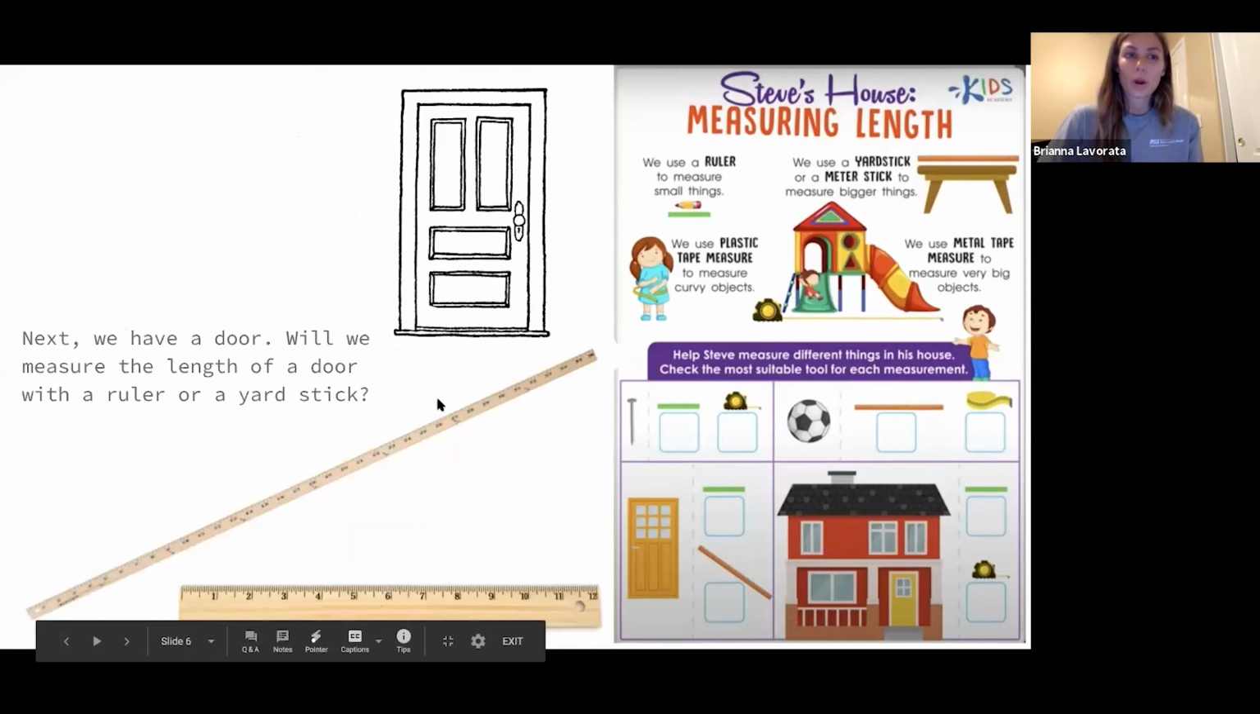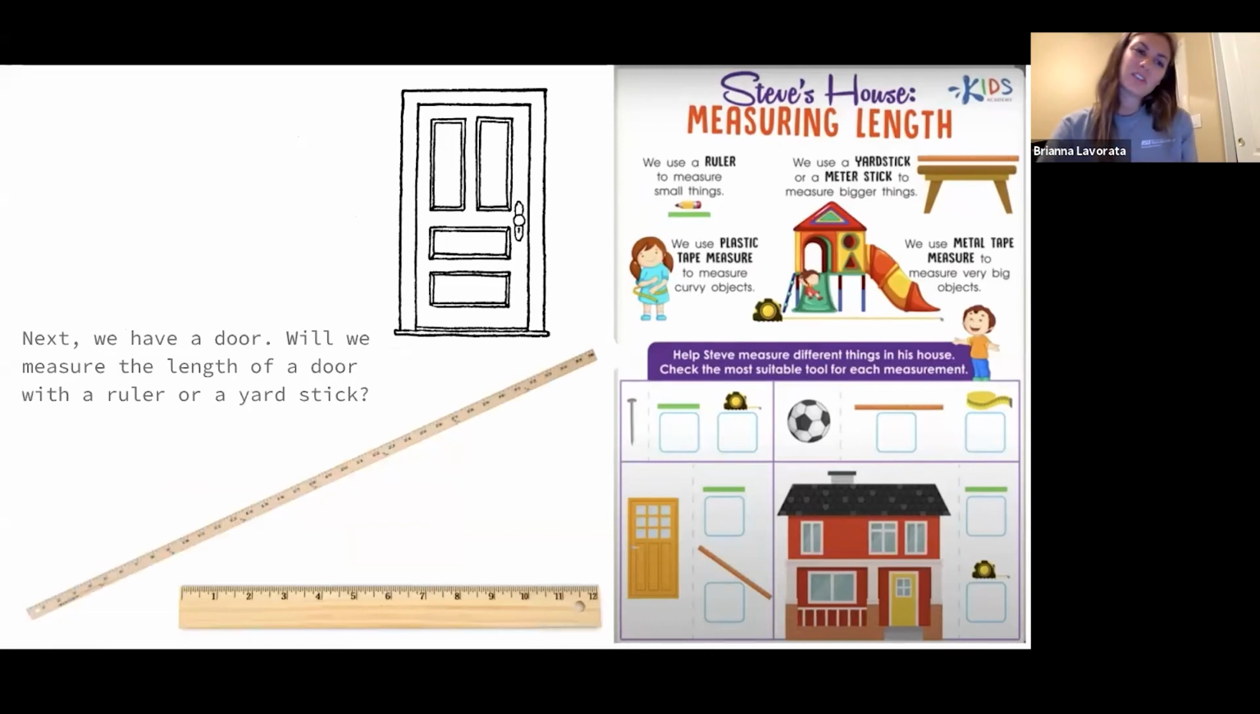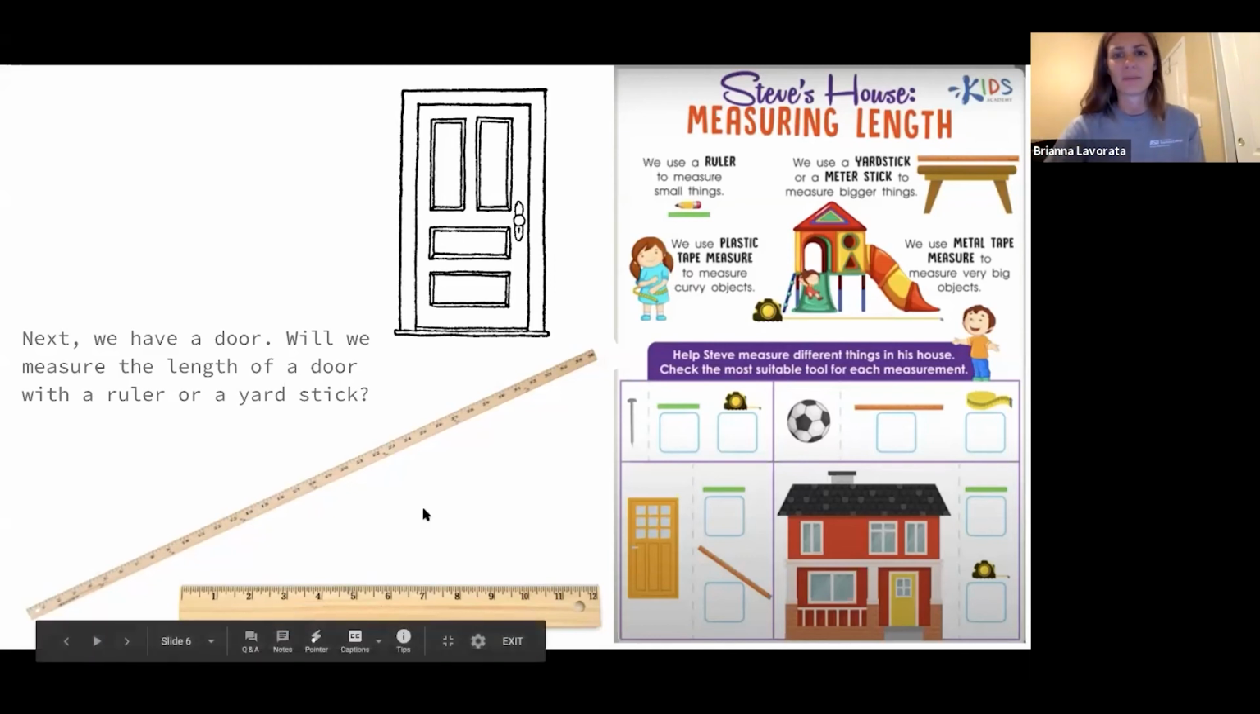Next, we have a door. Will we measure the length of a door with a ruler or a yardstick? Think about that one again. A door. Do I want to be constantly stacking this ruler all along the door? Then you might have to have 2 sets of hands to do that. You could do it, but you'd have to have 2 sets of hands. So a yardstick would be the best form of measurement to measure a door because we know that a door is larger and we know that a yardstick has a large number of measurements on it.